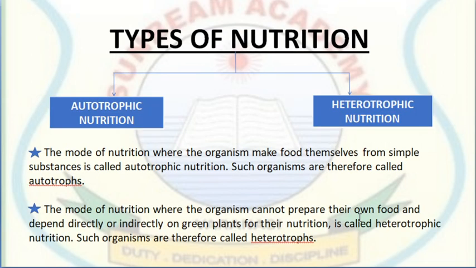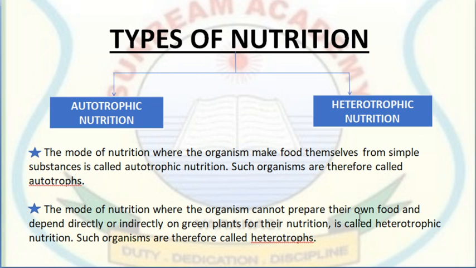Now, the types of nutrition which are found in living organisms. So mainly there are two types of nutrition. The first one is autotrophic nutrition and the second one is heterotrophic nutrition. Here the definition of these nutritions: the mode of nutrition where the organism makes food themselves from simple substances is called autotrophic nutrition, and such organisms are therefore called autotrophs.